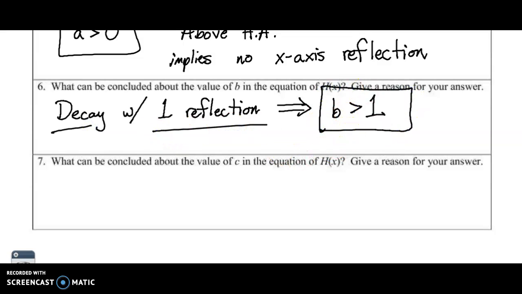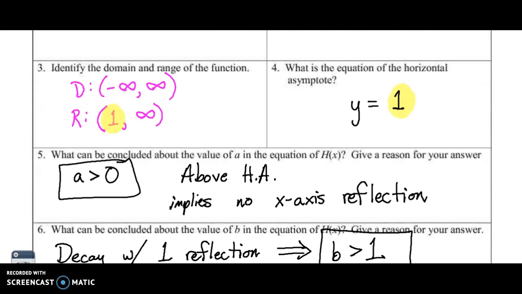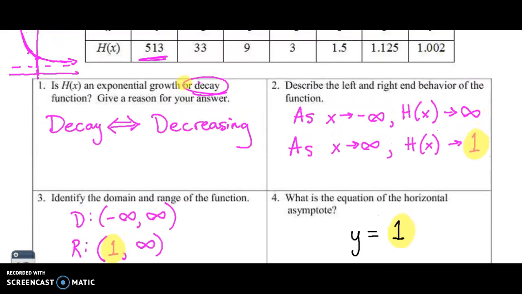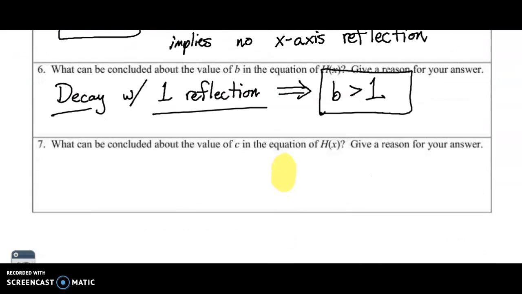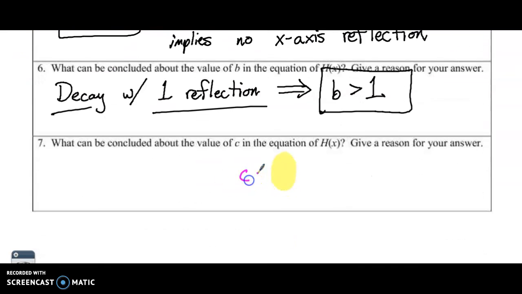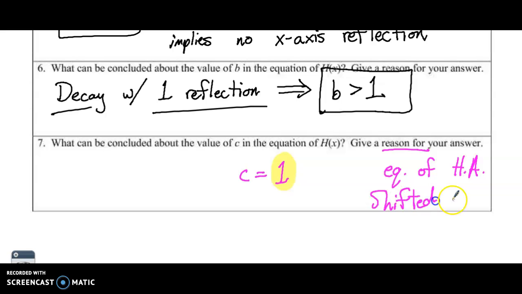And what about what we can conclude about c? Well, I'm getting a highlighter out for a big reason. So we've already seen that number a couple times. The c value being the shift up and down. So that's the same thing as the equation of the horizontal asymptote. What's your reason? It's the equation of the horizontal asymptote. Another reason could be it's your shift. You're shifted up 1.